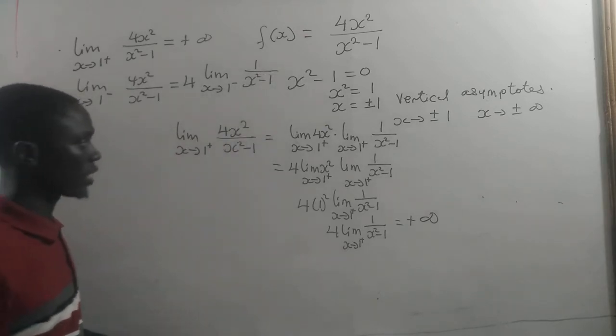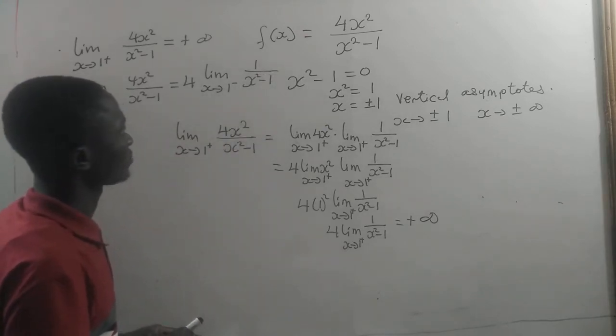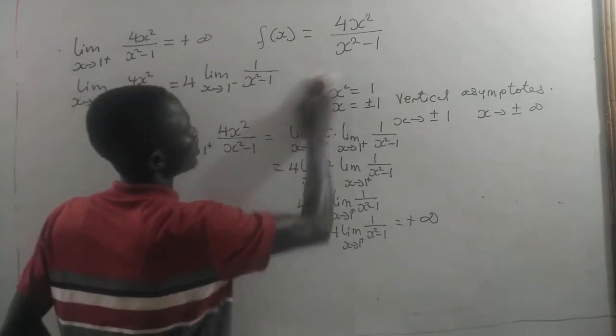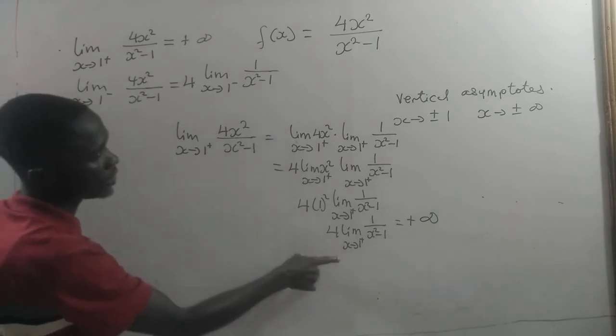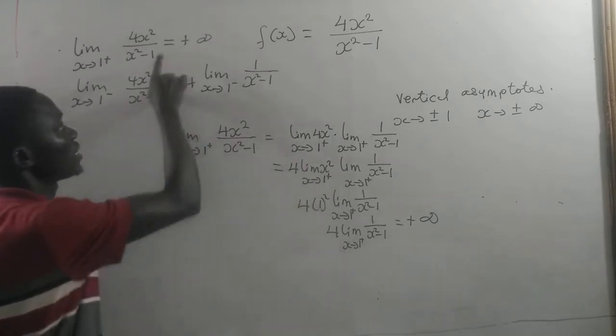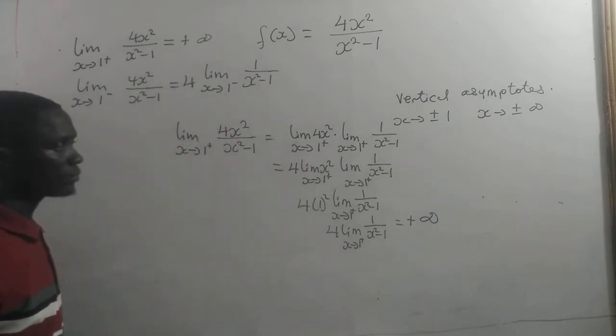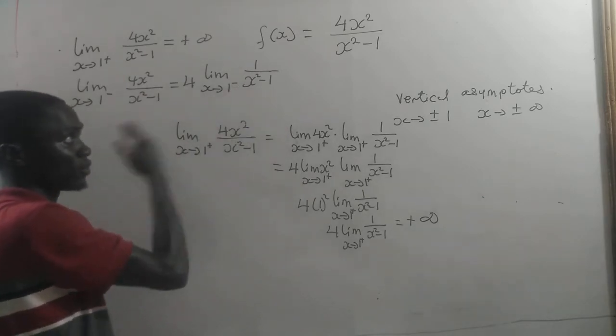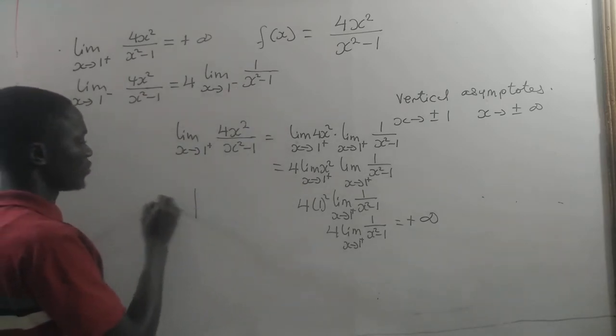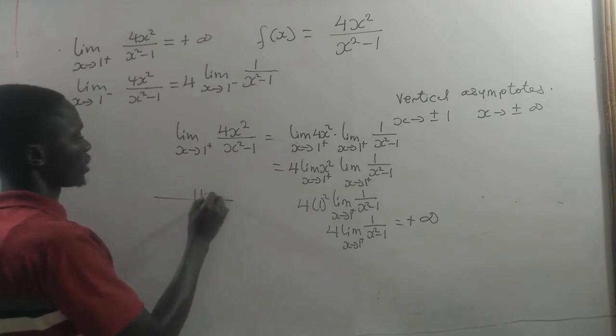So on the left of 1, what can we use to check? If you want to do this, you go through this whole process. I've done it once, I'll not do it again. This is not negative 1. This is to show that it is from the left. So this is positive 1.